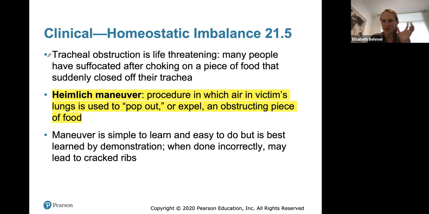So just make sure you're slowing down, chewing your food, cutting up your food for your kids. Things that are really preventable. Just be careful with what you eat and be careful what you give your kids. Make sure they're really small.